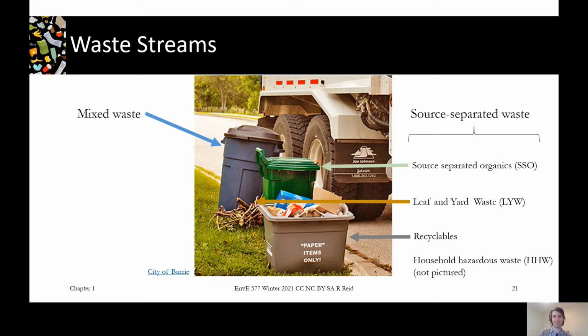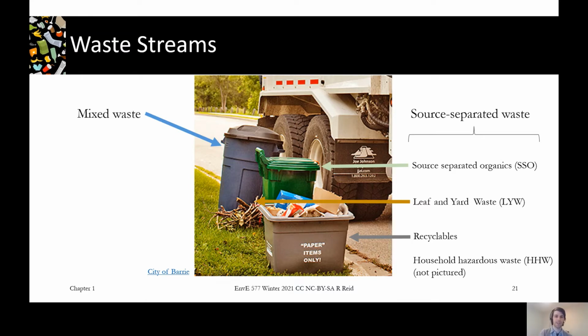On the other side are all these source separated fractions. So they're source separated because we're asking the waste generator to sort them out into the right fractions. We also have technologies where we can have facility separated waste where we'll use machinery and personnel to sort them out, but those are less efficient than doing it right at the source and result in more contaminated waste. So better to do source separation, and here are some common source separation fractions we have.